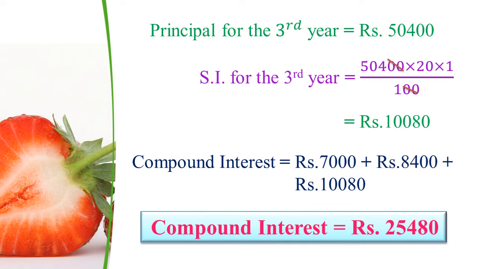If the interest is being calculated in this manner, then we say that the interest charged is compound interest. Here, the principal is not the same throughout the loan period. Now, the total compound interest paid by Mr. Rakesh after 3 years is rupees 25,480.